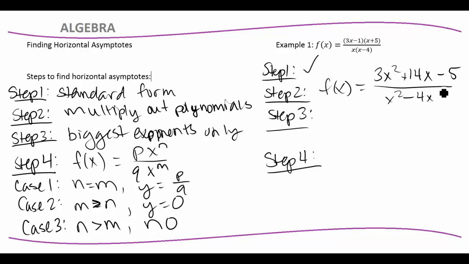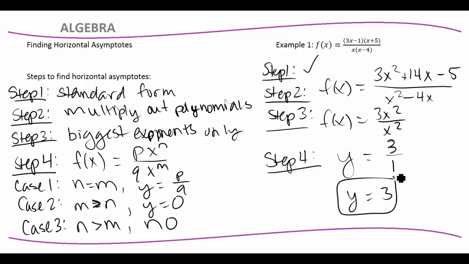And step 3 is to remove everything except the terms with the biggest exponents. And so we're going to have f of x equals 3x squared over x squared. Step 4, we're going to determine our horizontal asymptote. So which case do we have? We have the exponents are the same, so we have case 1. So our horizontal asymptote is going to be y equals p over q, which is 3 over 1, which is y equals 3 is our horizontal asymptote.